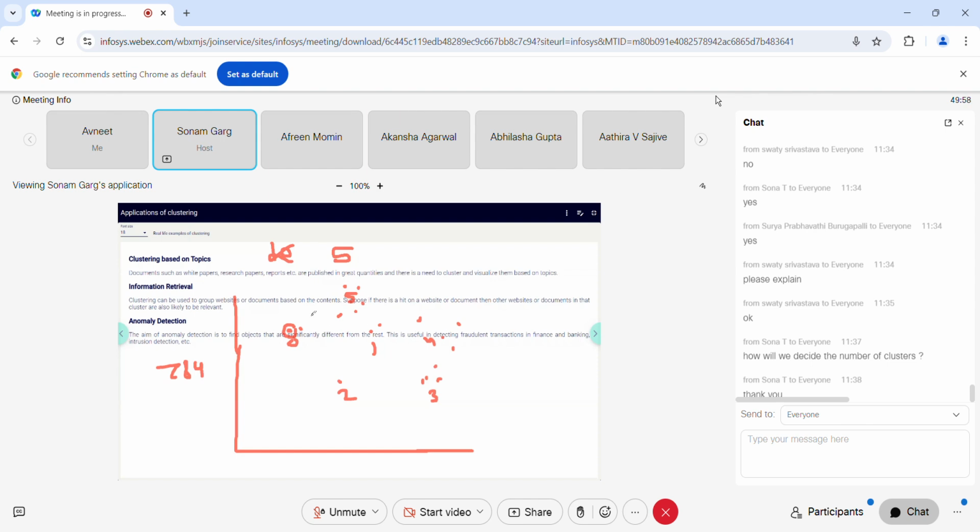Then again, the mean is found of all these clusters. The mean of this cluster will be calculated and readjusted until we find a good cluster match. So maybe the mean of this will change based on the distance.